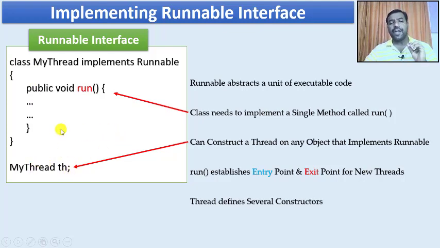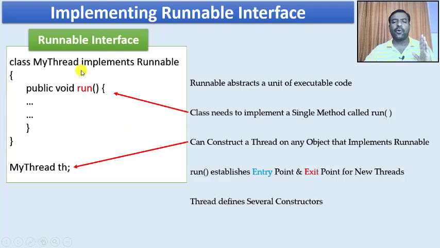Yeah, and every class that you make as a Thread or a Runnable interface, you need to make sure you have a run method, which is going to establish an entry point for me, like a main function for a program, and an exit point for the new threads. And this is where the thread will be created and the thread will be destroyed.